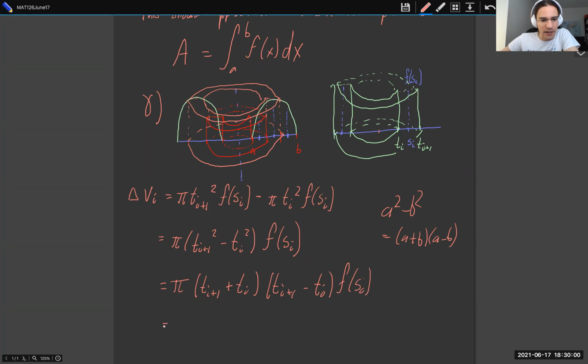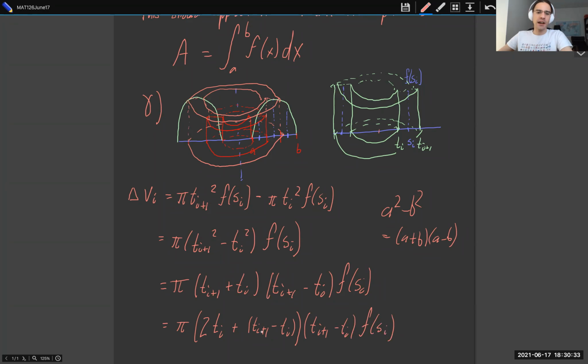Now, if I look at this, I can also write this as f of 2 times t sub I plus t sub I plus 1 minus t sub I. So I can rewrite that parenthesis like this. Now, what can I denote t sub I plus 1 minus t sub I as?